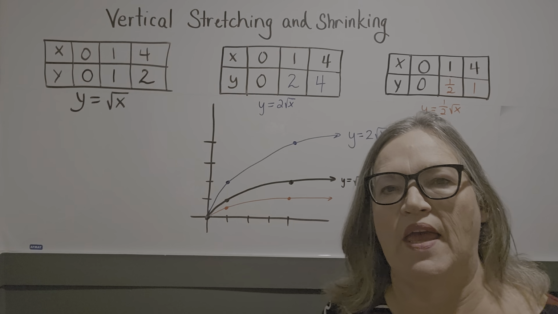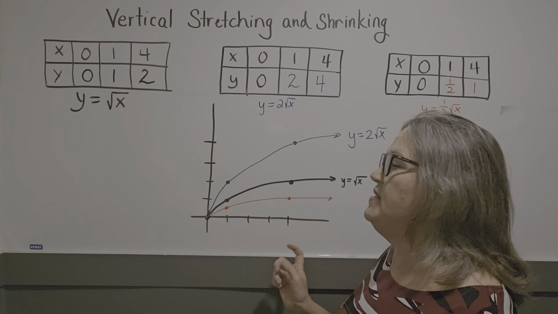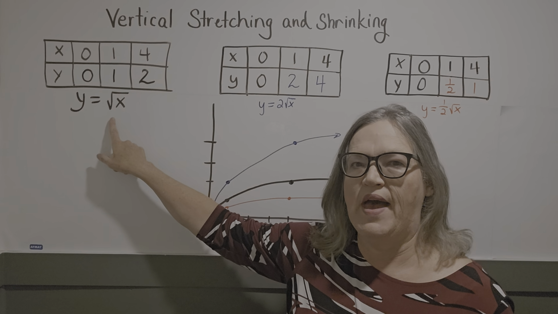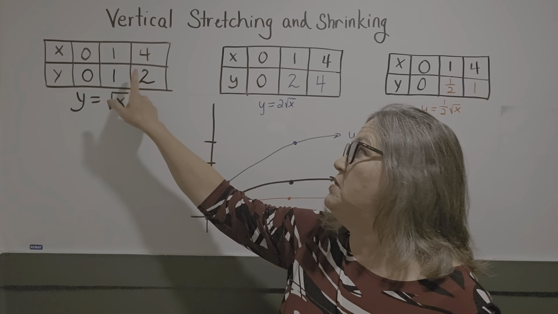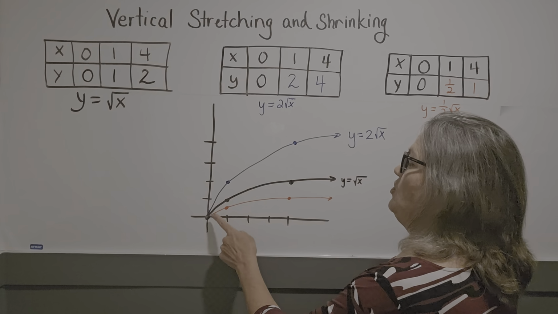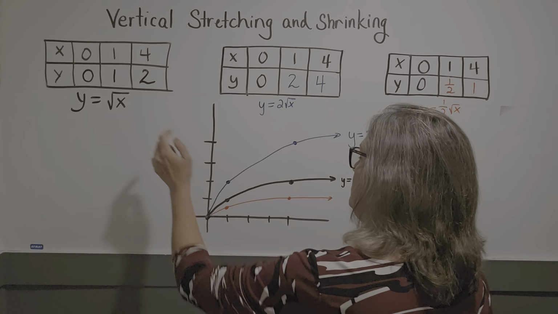Here we have a vertical stretch and a vertical shrink that I want to show you. The example that I'm looking at here is the function y equals square root of x. And I have some points here that lie on the curve. I plotted those points and drew this graph right here for this function.